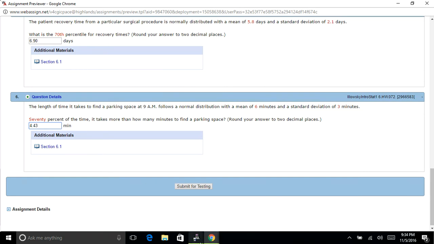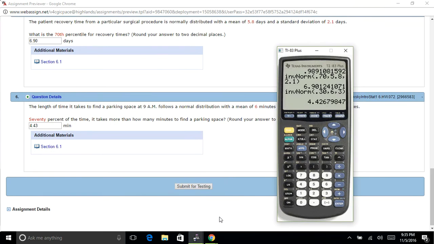And why did I do that 30 right there in my inverse norm? Because it takes more than how many minutes. It wanted the greater than scenario for this. That's why I did this.